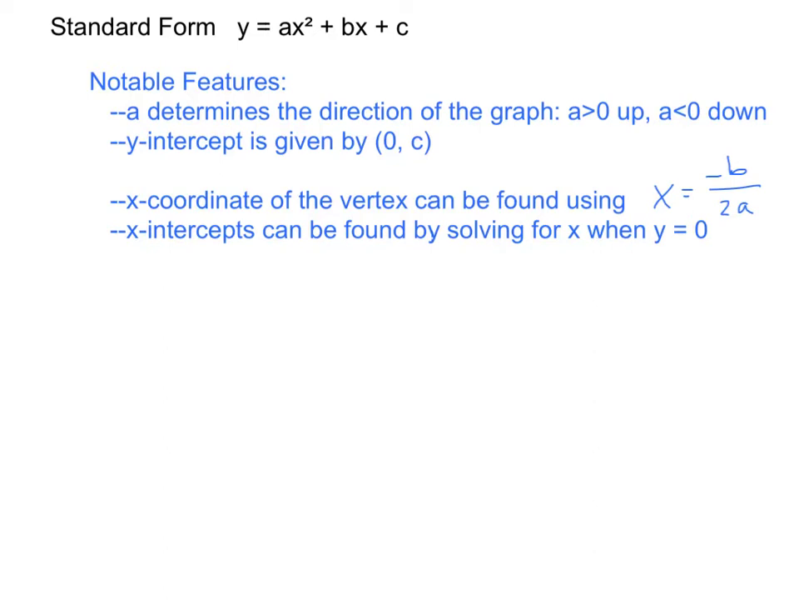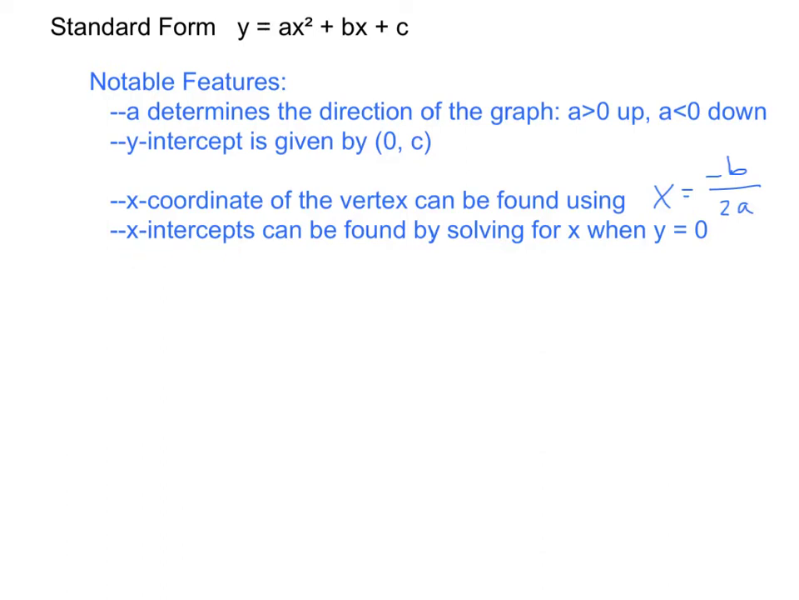Now, the vertex you can get from standard form, but it's not as easy. If you want to find the vertex from standard form, you're going to have to use this little formula, x equals negative b over 2a. If we take our b and our a values and use this formula, it'll give us the x-coordinate. From there, we can take our function and plug in that value for x, and we can find out what the y-coordinate of the vertex is.